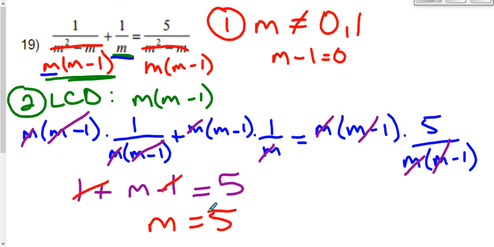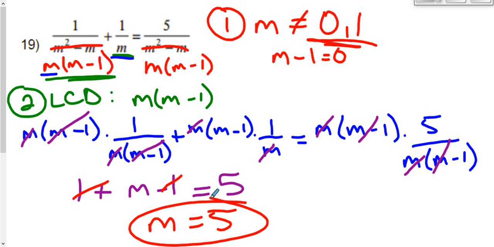All done. The only numbers I couldn't use were 0 and 1, which means m equals 5 is totally fine to have as a final answer. In the next video, we'll take a look at graphing some of these rational functions.